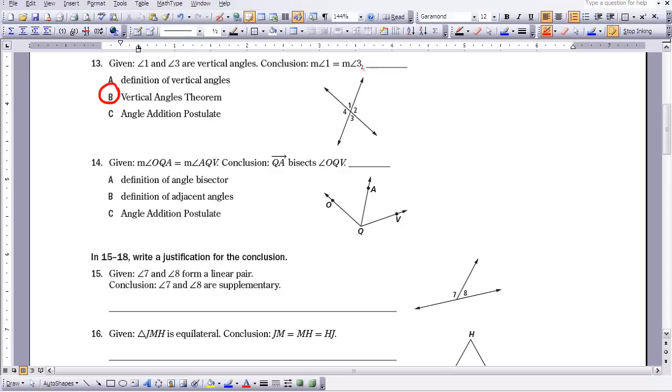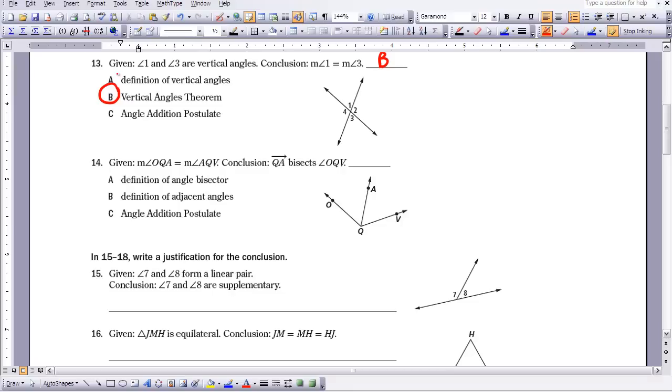But the theorem, the vertical angles theorem, says that if I have vertical angles, then I know they are equal. Still drawing your attention to lesson 3.3 in your list of definitions, let's take a look at number 14. The measure of angle OQA is equal to the measure of angle AQV, and the conclusion that I'm drawing is that QA bisects angle OQV.